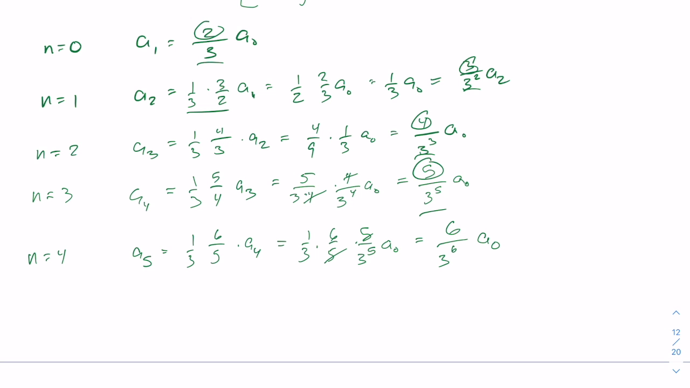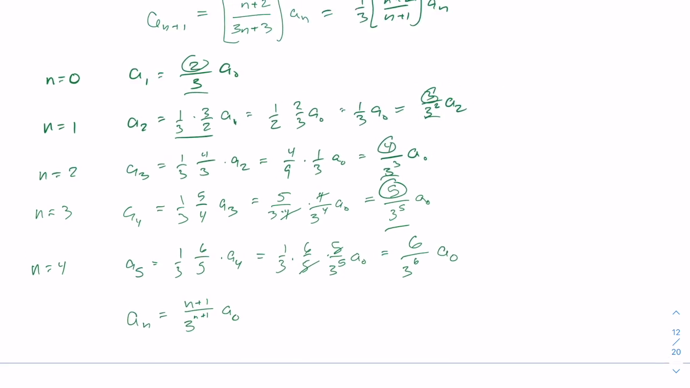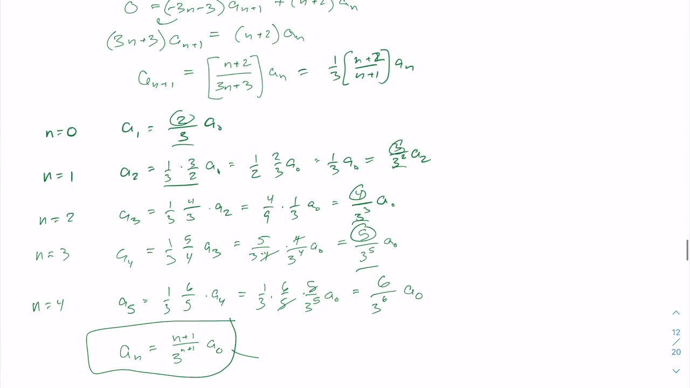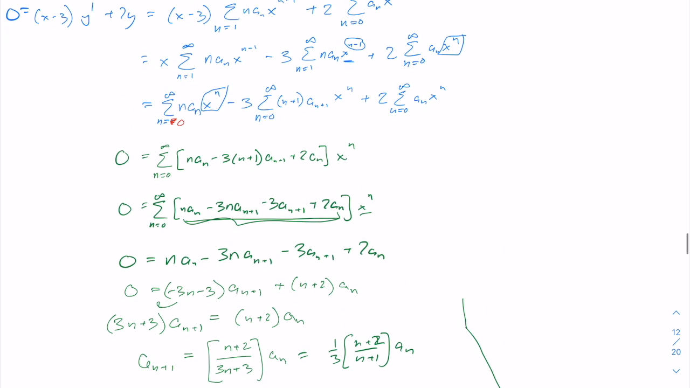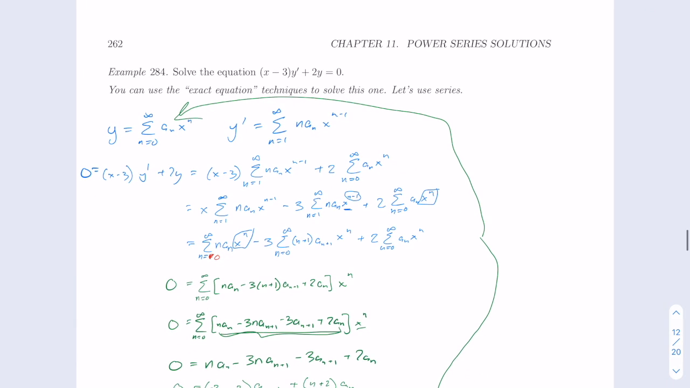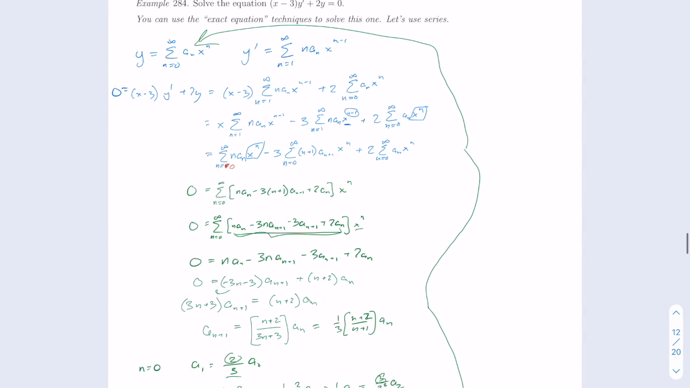So I think we can find the pattern now. This is going to be a sub n is equal to n plus 1 over 3 to the n plus 1 a naught. And so what we'll do is take that and plug it back up into our original, which was there. And that gives me a series solution.